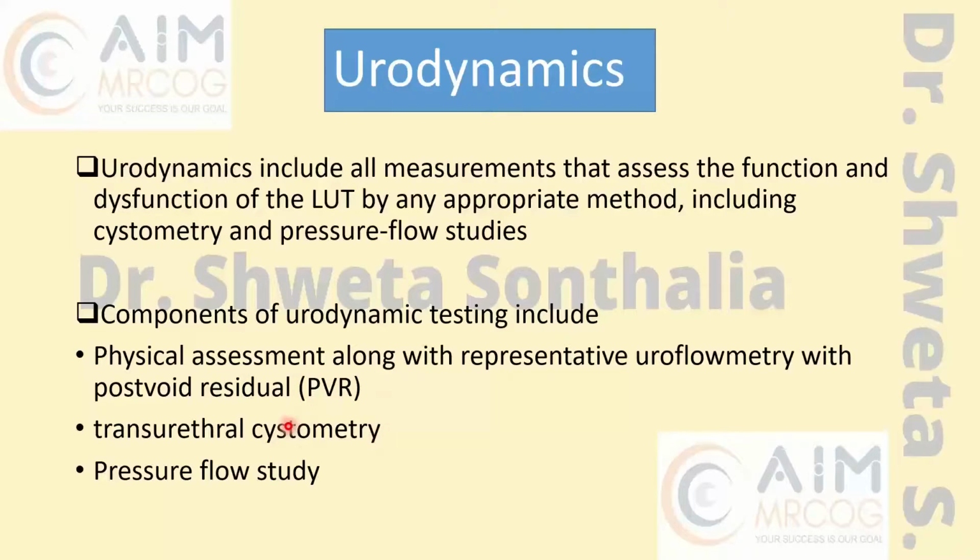Then comes the cystometry, which is the filling and voiding assessment. It is an invasive procedure because you will be putting in the catheter and filling the bladder, while uroflowmetry is non-invasive. That's why first they do uroflowmetry and then the next step is to do cystometry. And then comes the pressure flow study. So these are all the components of urodynamics.